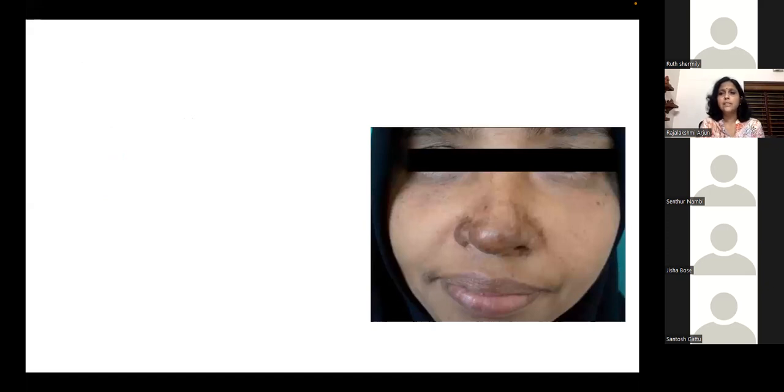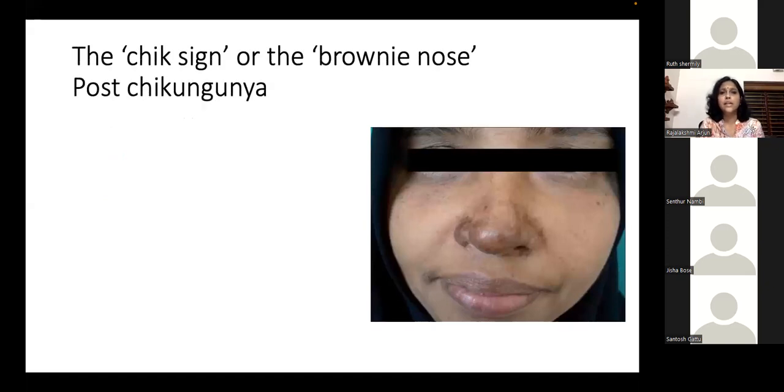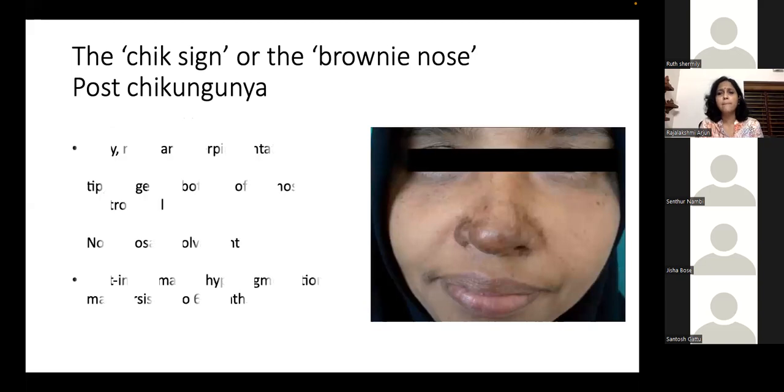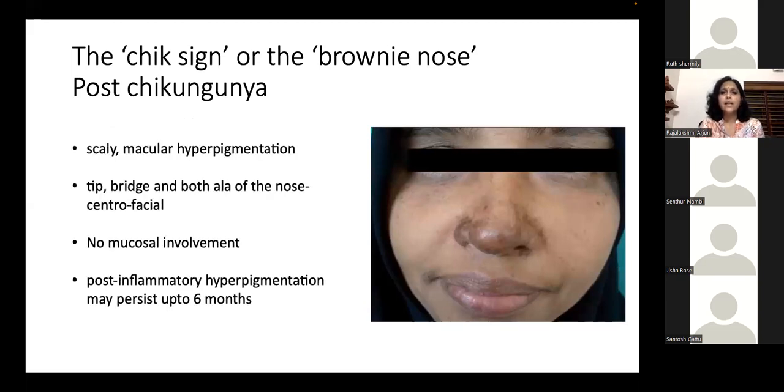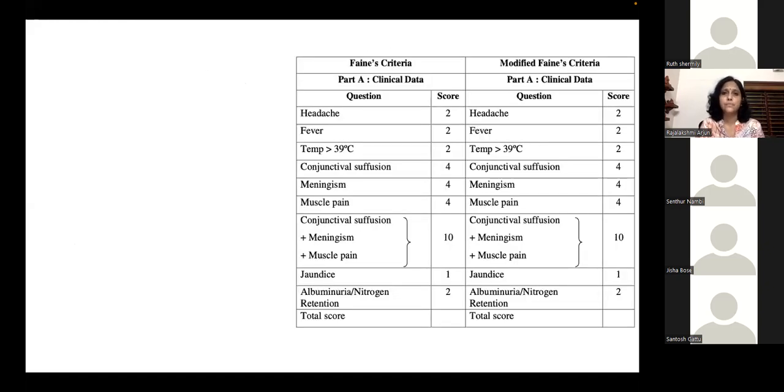Again, this is a classical sign called the chick sign or the brownie nose post-chikungunya. Scaly macular hyperpigmentation, where the tip and the bridge and all of the nose are affected, and it is usually seen in the centrofacial part. There is no mucosal involvement in such cases, and this is called a post-inflammatory hyperpigmentation, and it lasts for 4 months.